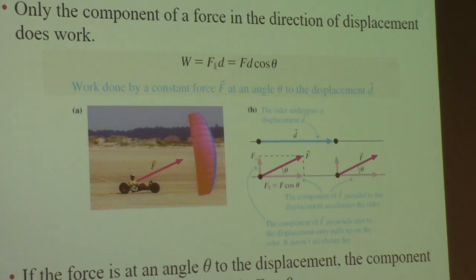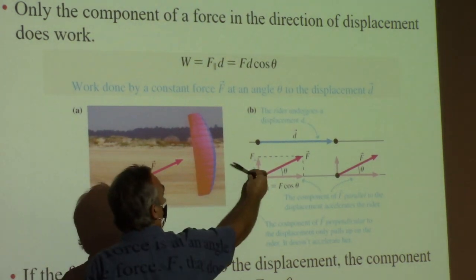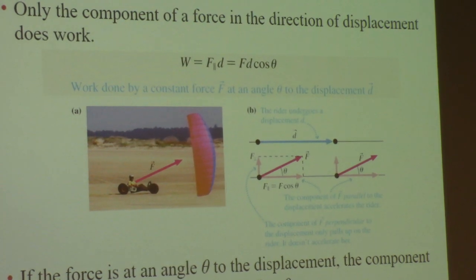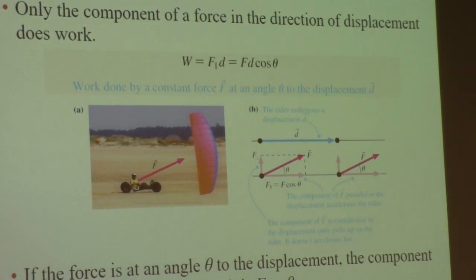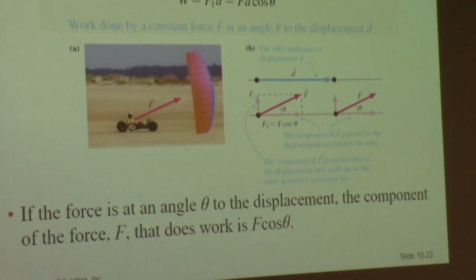Now if the angle between F and D is 90 degrees, like it was with the weight and the normal force, the cosine of 90 is 0 and there is no work. Now if you're going to the right and friction would be back to the left, the cosine of 180 is -1. Okay, so friction always does negative work. Okay, so that's where the theta comes into play.